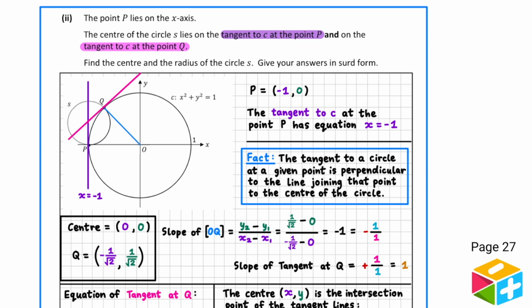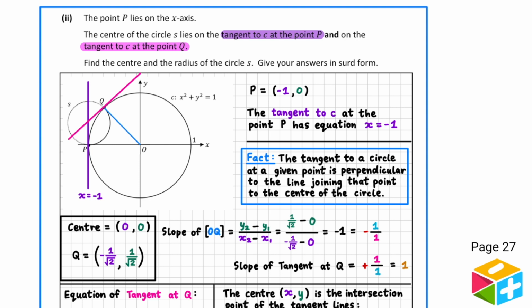Now, let's turn our attention to the tangent line at Q. To find the equation of a line, there's two things we need to know: a point on the line and the slope of the line. We already know a point on this line, it's Q. And in the previous part of the question, we found the coordinates of Q.